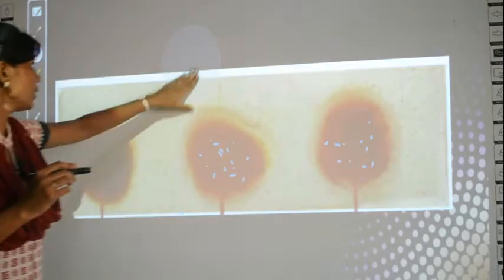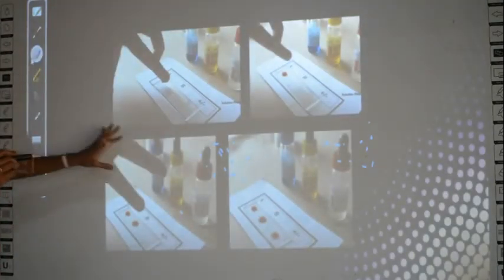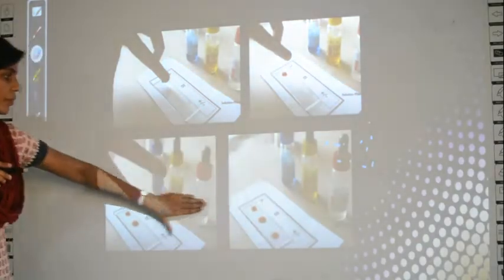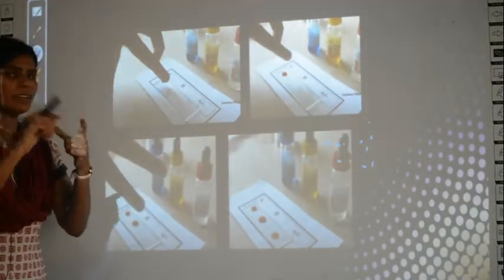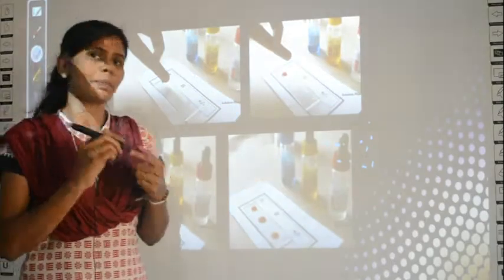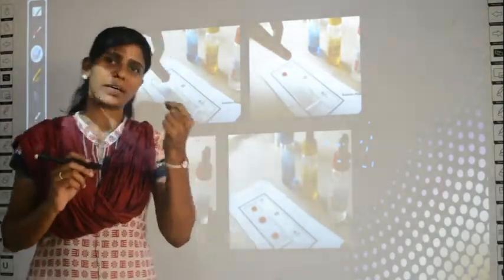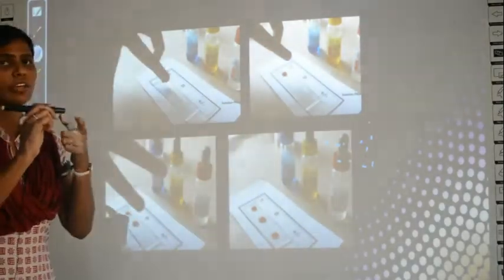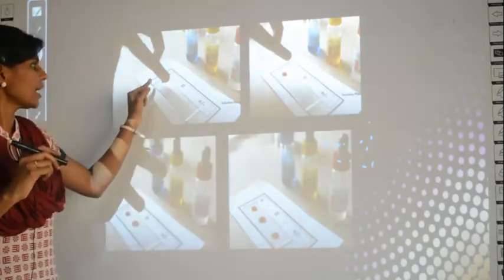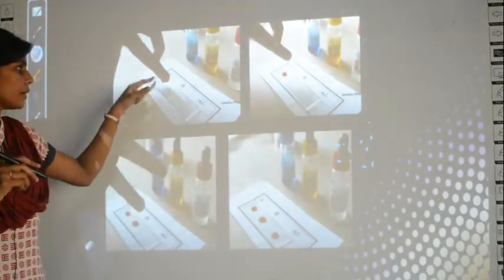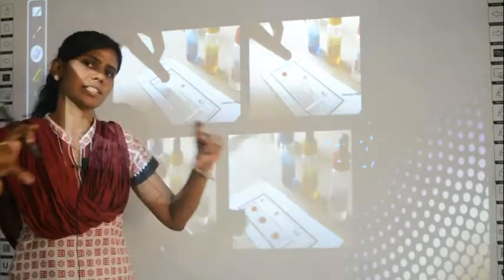Now I will teach you how blood is tested. For blood testing, what you have to do is, first, your fingertip is pricked with a needle, a pin or any sharp device. Then a clean glass slide is taken.